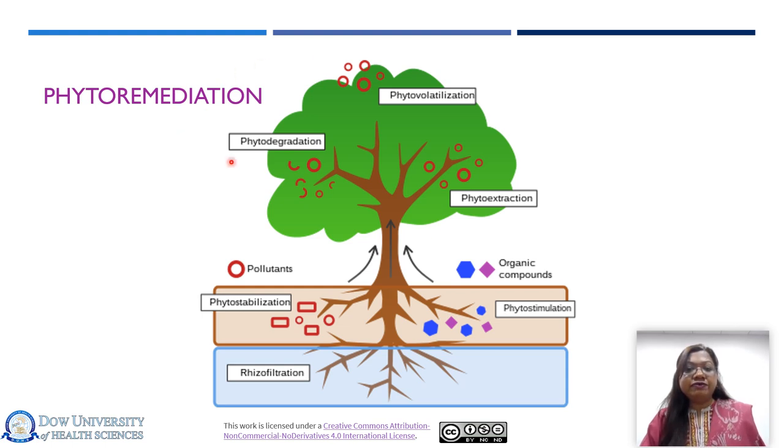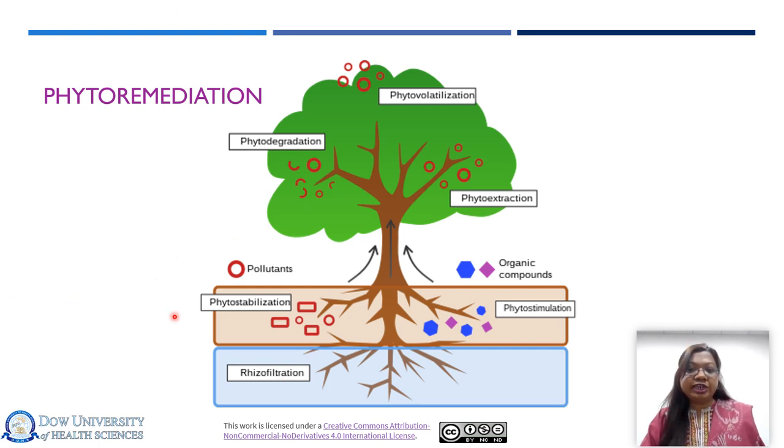The next is the phytodegradation. Phytodegradation involves the degradation of organic contaminants directly through the release of enzymes from roots or through metabolic activities within the plant tissues. The next is the rhizofiltration. Rhizofiltration is the absorption, concentration, and precipitation of heavy metals by plant roots.